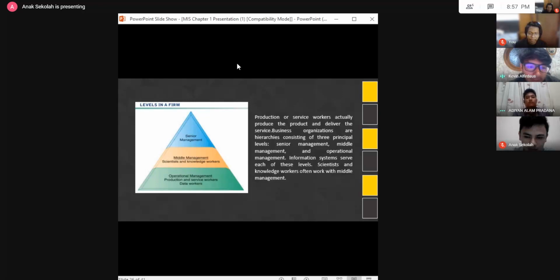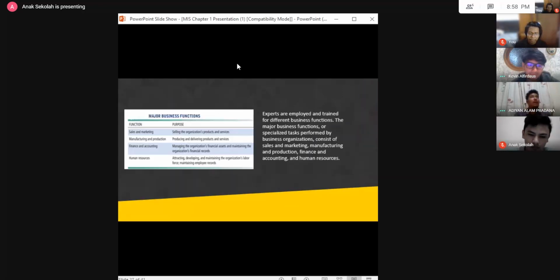Scientists and knowledge workers often work with middle management. Major business functions. Experts are employed and trained for different business functions. The major business functions, or specialist tasks performed by business organizations, consist of sales and marketing, manufacturing and production, finance and accounting, and human resources.